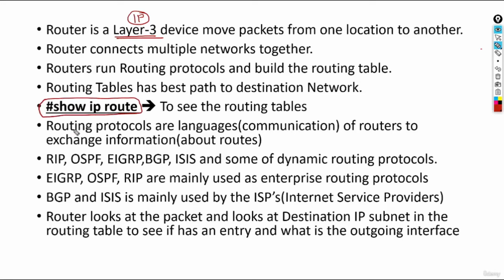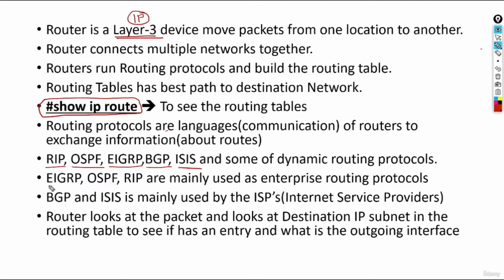As I told you before, routing protocols are the languages or communication mediums of a router. They exchange information and they build the routing table. Some of the dynamic routing protocols are RIP, OSPF, EIGRP, BGP, IS-IS. RIP stands for Routing Information Protocol, OSPF stands for Open Shortest Path First, EIGRP stands for Enhanced Interior Gateway Routing Protocol, BGP stands for Border Gateway Protocol, IS-IS stands for Intermediate System to Intermediate System Routing Protocol.